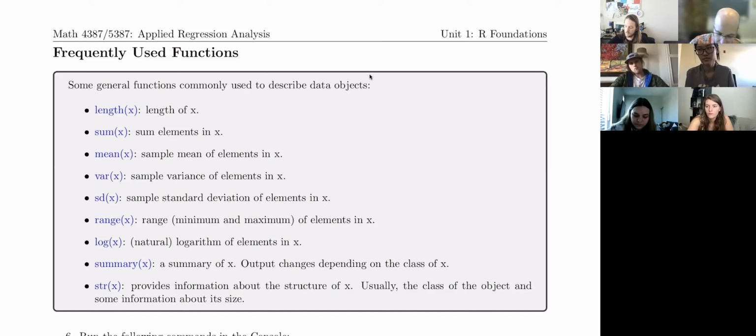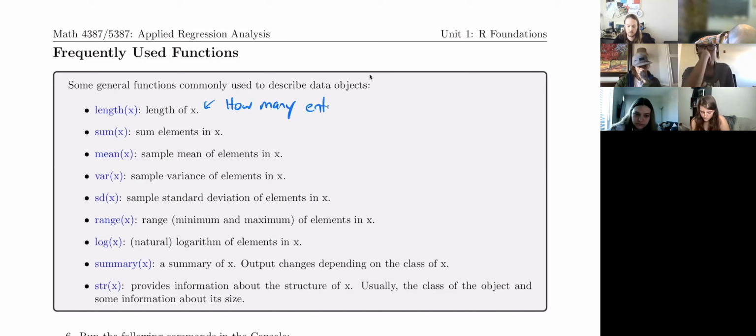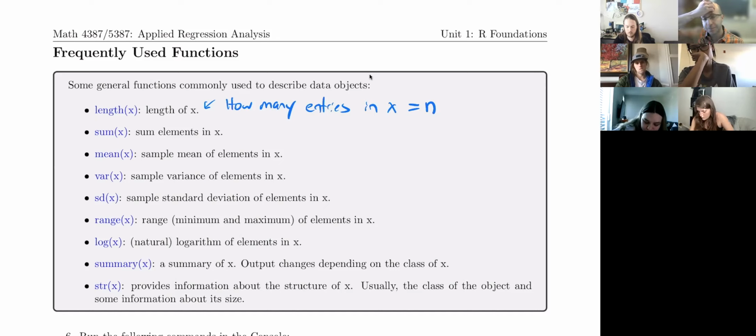These are various types of functions. The length function for X is going to tell us how long the vector is. How many entries are in the vector? That sometimes is what we might set as the sample size. That's often how we can pull off how large our sample is, something like that.